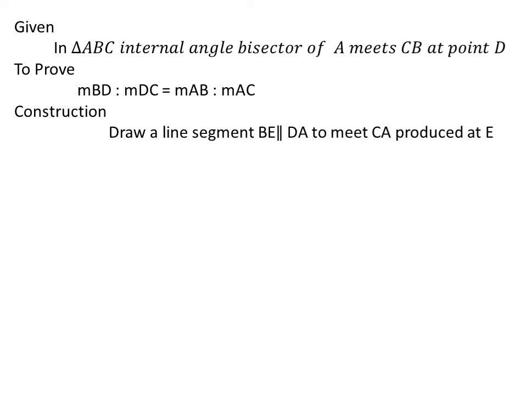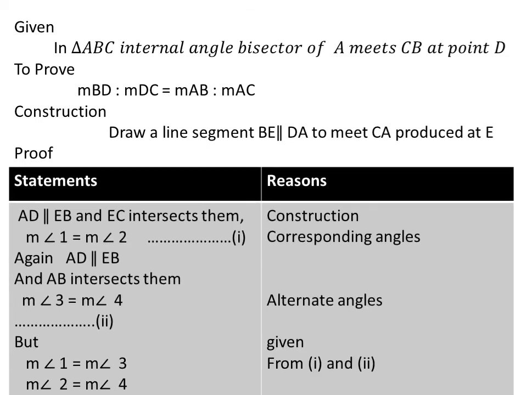We will prove this theorem by writing some statements and the reasons for these statements. First of all, we write AD is parallel to EB and the side EC intersects both these sides, which is our construction. Now we write measure angle 1 equal to measure angle 2. This is our first equation. We can write this equation because these are corresponding angles.